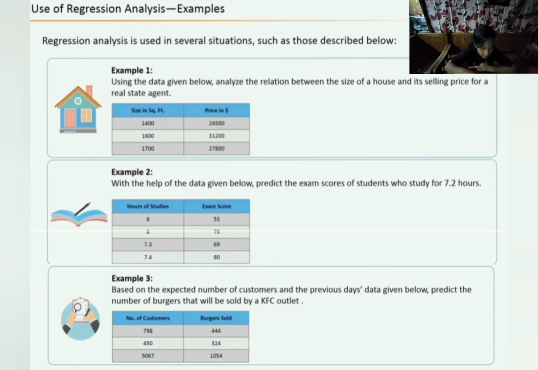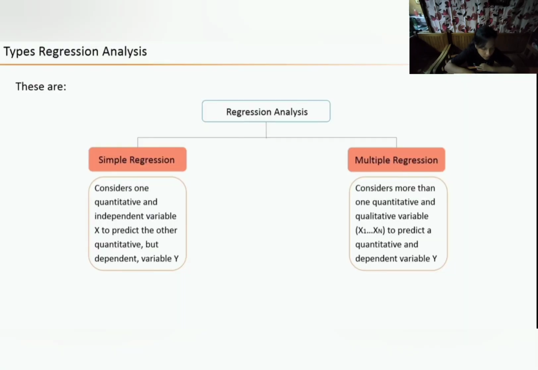Example number 3. Based on the expected number of customers and the previous day's data given below, we need to predict the number of burgers that will be sold by a KFC outlet. Let's look at the two main types of regression analysis: simple linear regression and multiple linear regression. Both of these statistical methods use a linear equation to model the relationship between two or more variables.